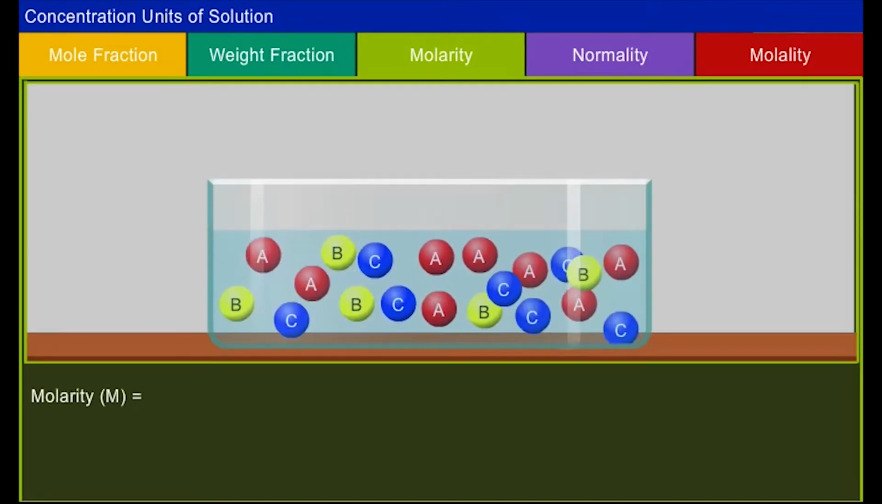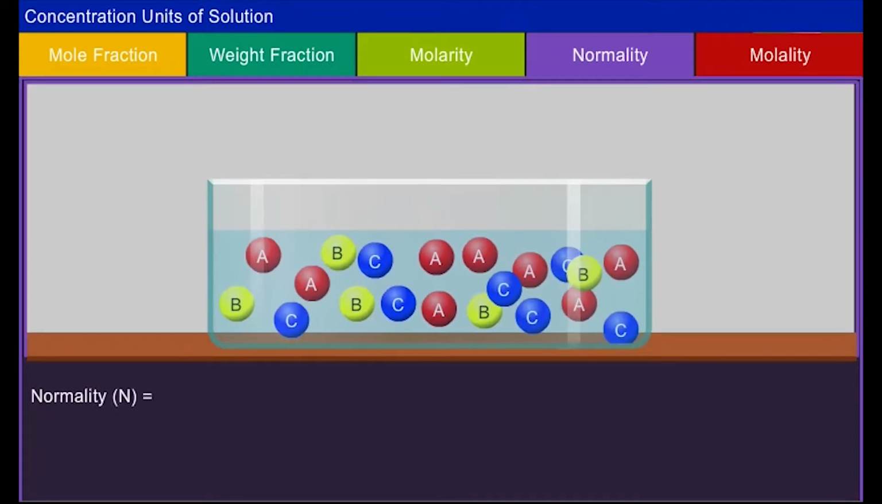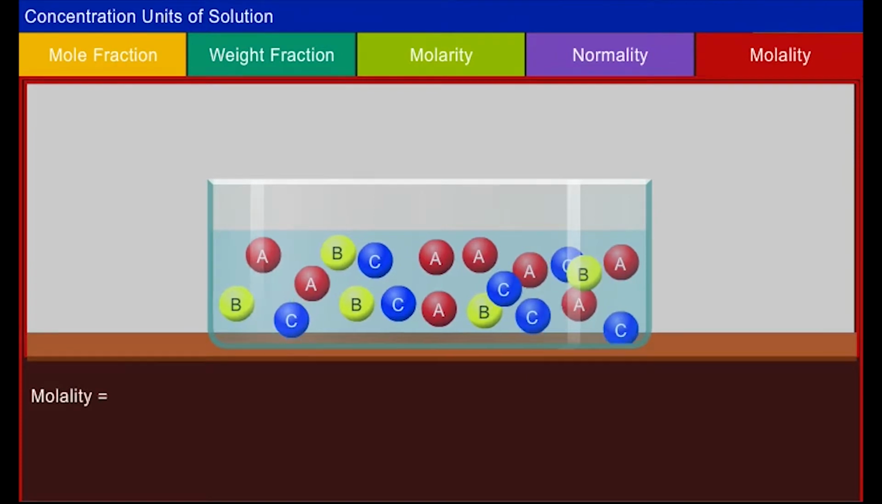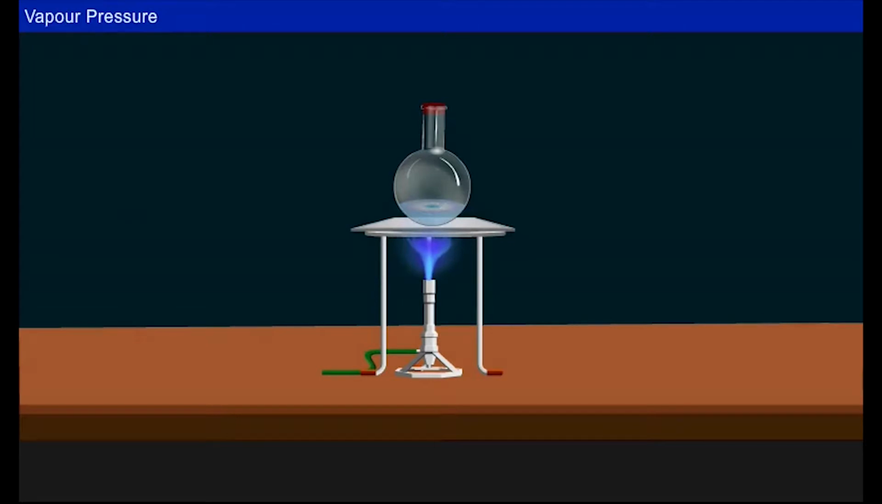Molarity is denoted by the letter M and it is equal to the number of moles of the solute per liter of solution. Normality is denoted by the letter N and it is equal to the number of equivalents of the solute per liter of solution. Molality of a solution is defined as the number of moles of the solute per kilogram, that is 1000 grams, of solvent. Let us see an example.